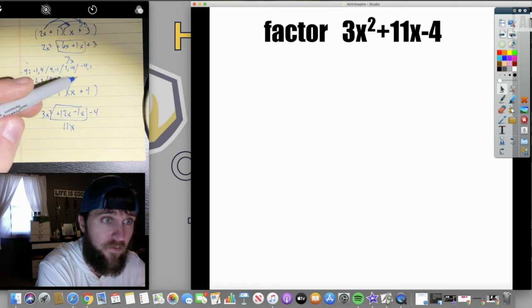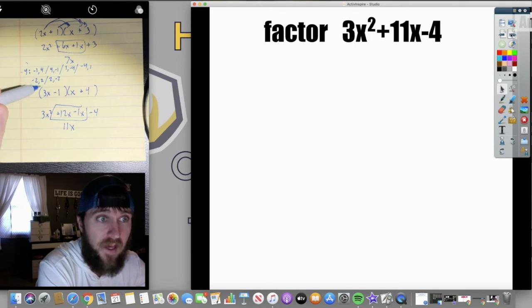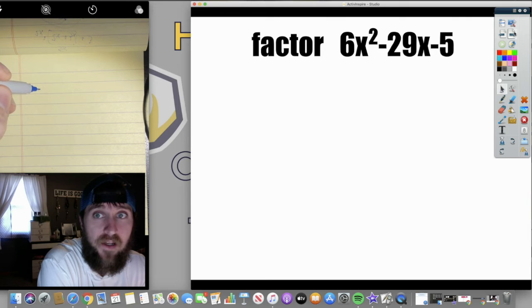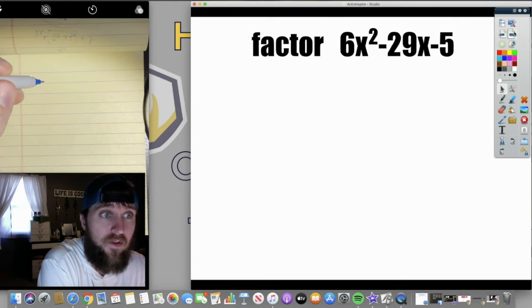You might need to put the 4 in the other spot. Sometimes the a value will have more than one option as well, so you have to play around with that. Now we have a 6 in the a spot. So it could be 6 and 1, or 2 and 3. I could start there, totally okay. Remember, it's educated guess and check.